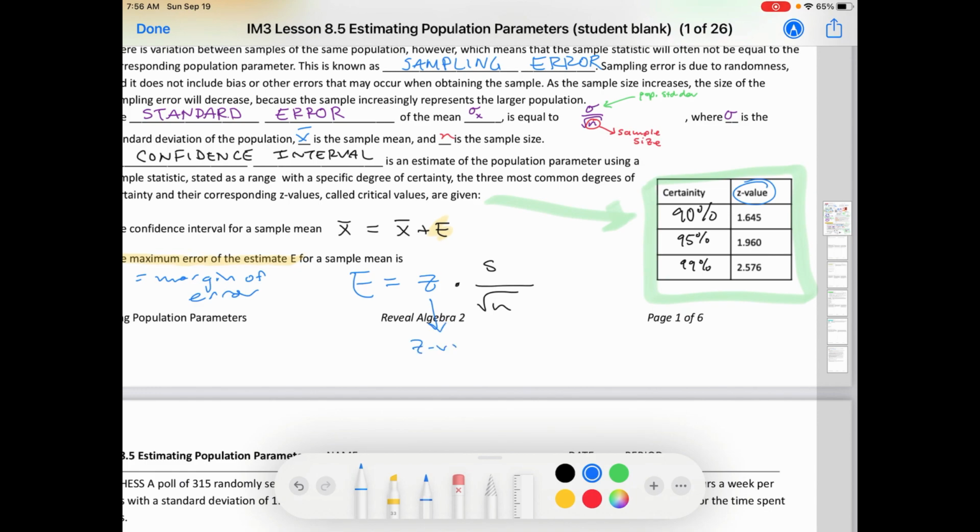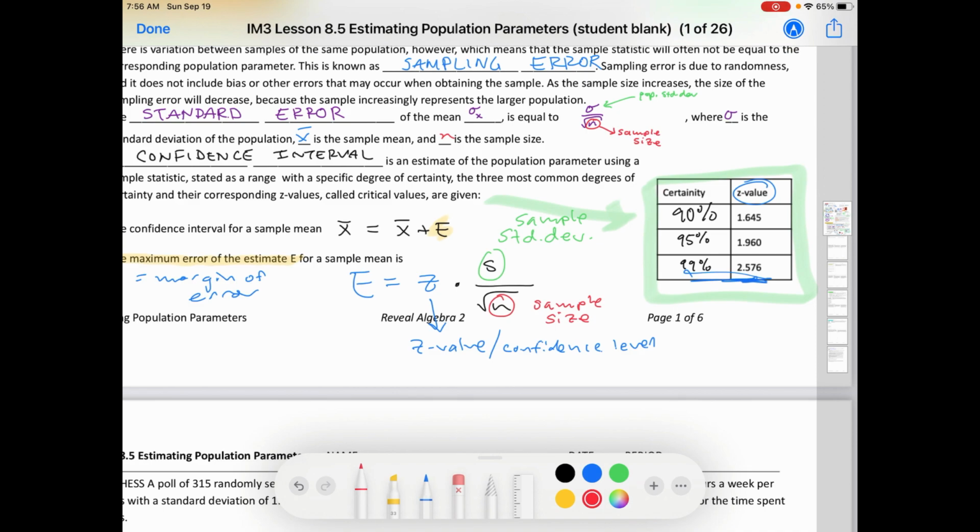So this is your z-value, and it comes from your confidence level. If I said you have a confidence level of 99%, then you would use 2.576. S represents the standard deviation of a sample, so sample standard deviation. And the N is the sample size, like how many people, how many pieces of candy.